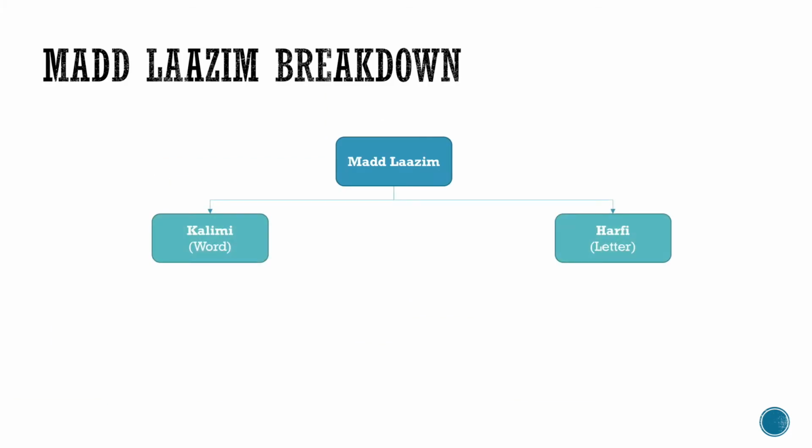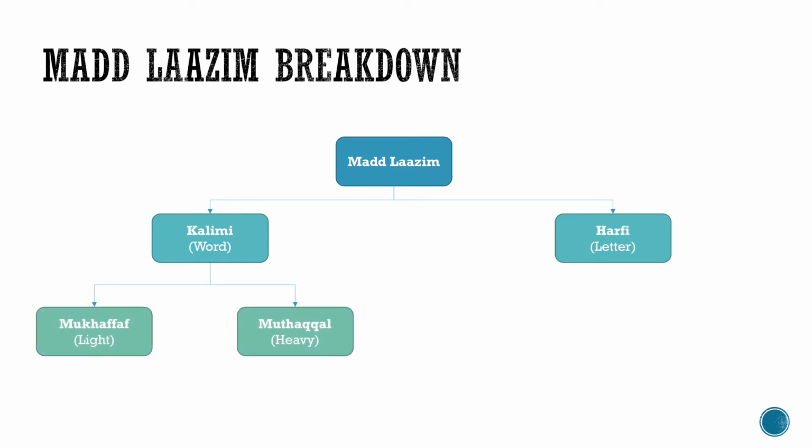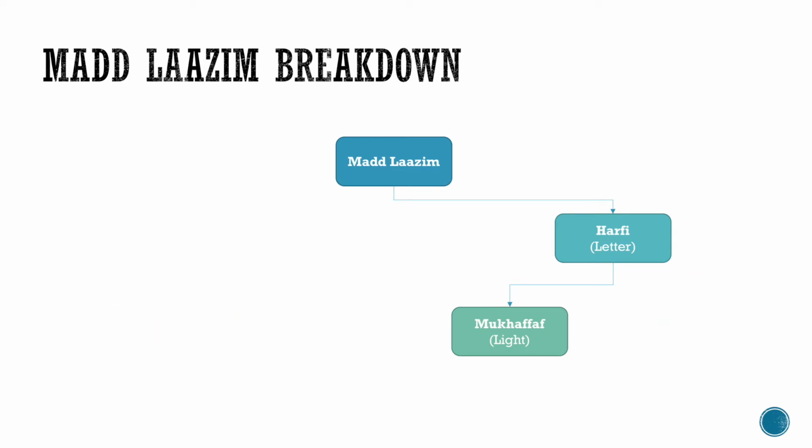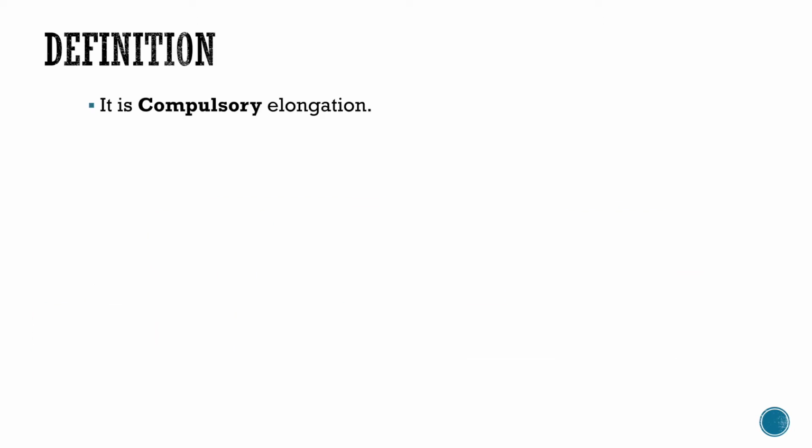Mad Lazim consists of 2 branches: Mad Lazim Kalimi and Mad Lazim Harafi. Mad Lazim Kalimi has 2 types, Mukhaffaf and Muthaqqal, and Mad Lazim Harafi also has 2 types, Harfi Mukhaffaf and Harfi Muthaqqal. We will now be looking at Mad Lazim Harafi Mukhaffaf.